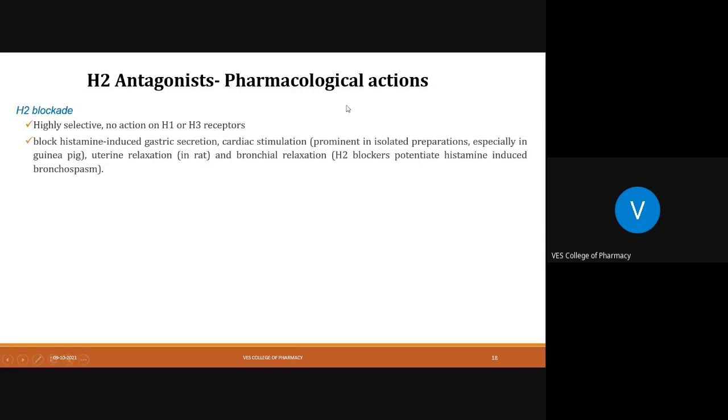Then you can see they also have action on the heart. What kind of action? Cardiac stimulation. But this kind of thing has not been seen in humans. It is mostly seen in isolated preparations, especially in the guinea pig.